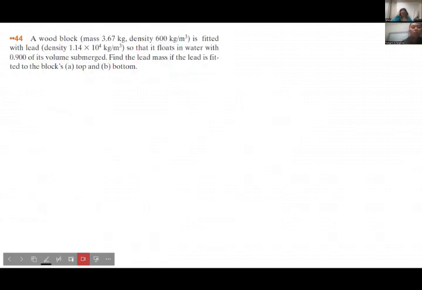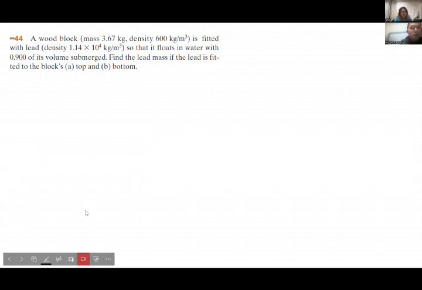All right. Can you read this problem? Yeah. Number 4. A wood block, mass 3.67 kilograms, density 600 kilograms per meter cubed, is fitted with lead, density 1.14 times 10 to the power of 4 kilograms per meter cubed, so that it floats in water with 0.9 of its volume submerged. Find the lead mass if the lead is fitted to the block's top and bottom.